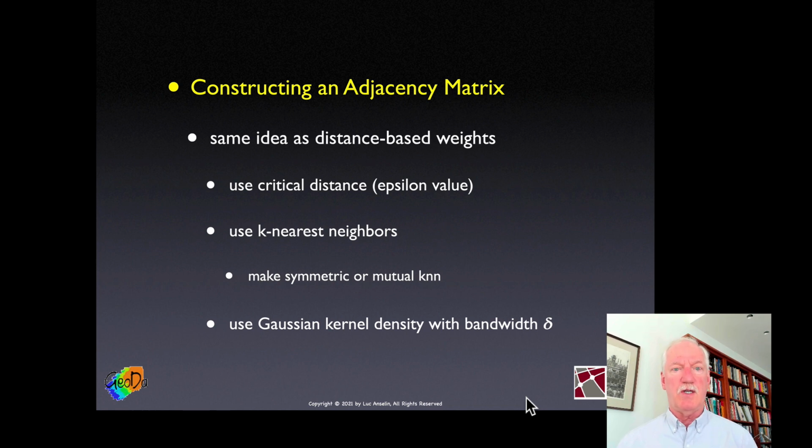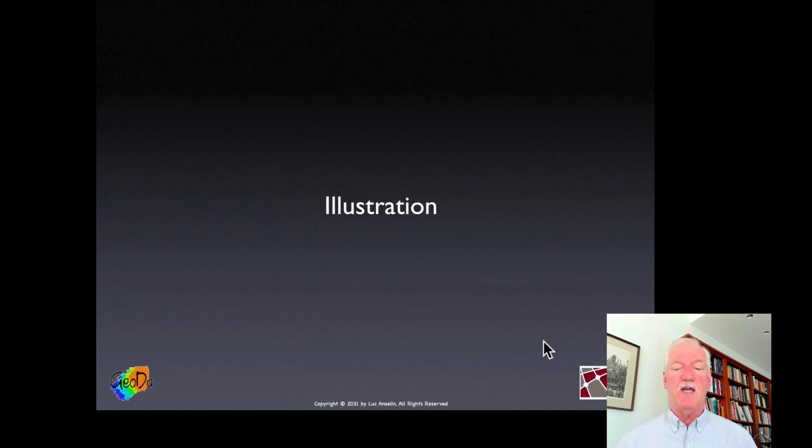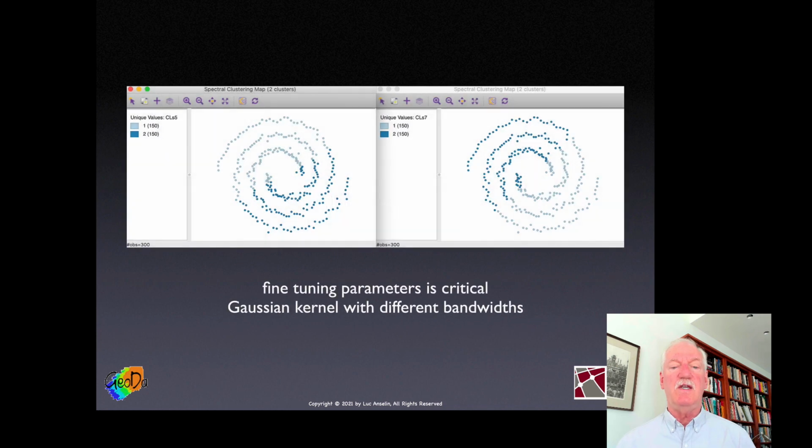We can use a critical distance, as we've already seen in density-based clustering, that is called an epsilon distance, or we use k-nearest neighbors. K-nearest neighbor weights, as we know, are not symmetric. We can make them symmetric, or we can use a Gaussian kernel with a given bandwidth, and rather than specifying k as the number of neighbors, we specify a bandwidth. Many parameters to set. This is not that easy.